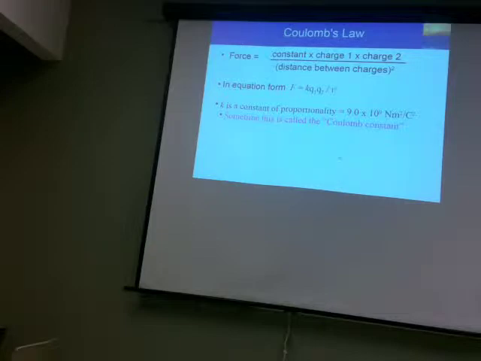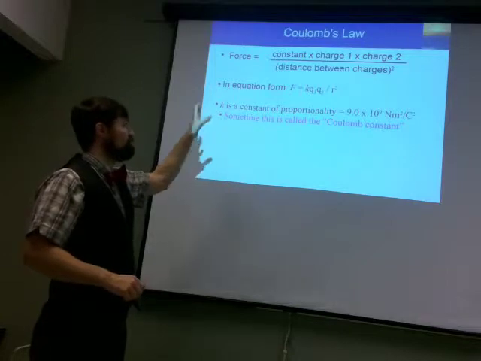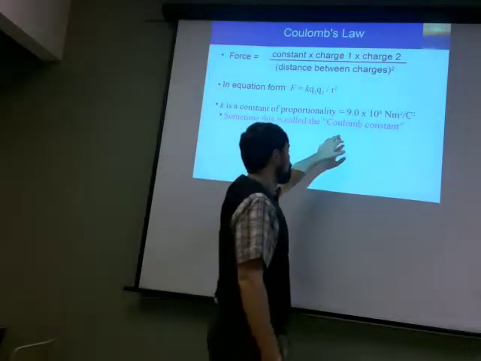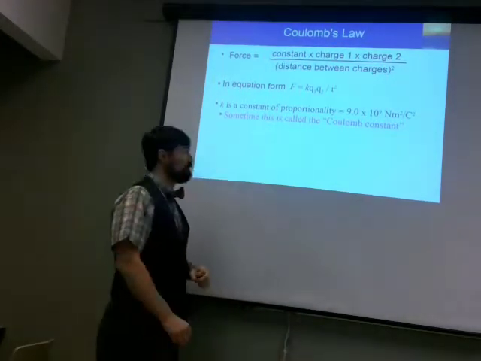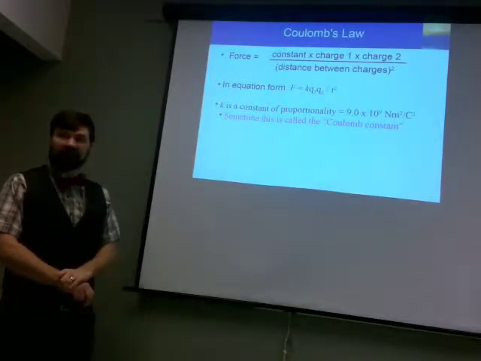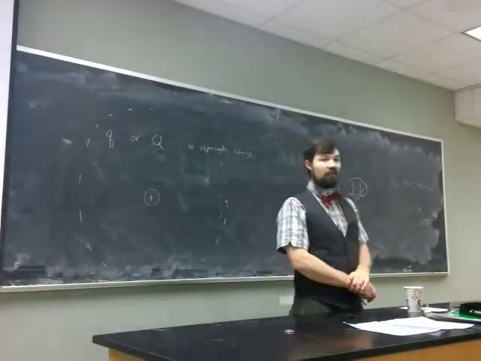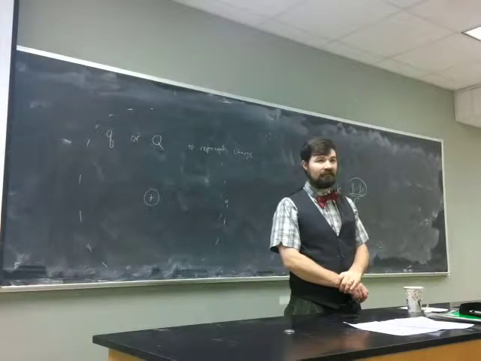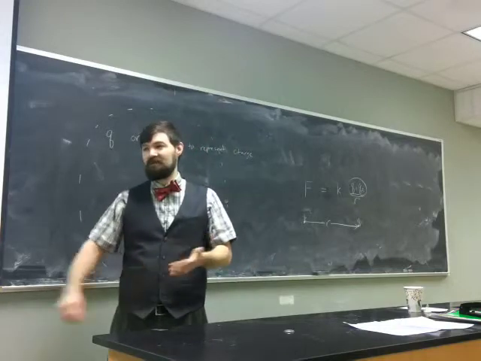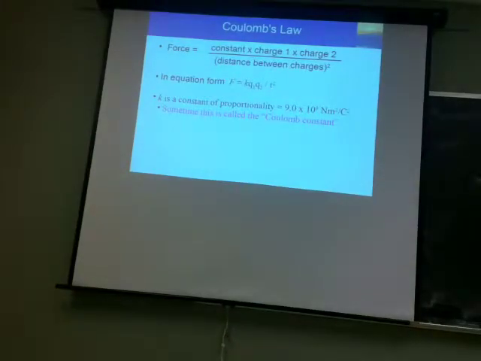So here is the equation written out for you. Constant times charge 1 times charge 2 divided by the distance between the two charges squared. And it shows an approximate value of the Coulomb constant, 9.0 times 10 to the 9 Newton meters squared per Coulomb squared. Again, the exact value has quite a few more significant figures. It's actually like an 8.99 something. But for our purposes, 2 significant figures is adequate.